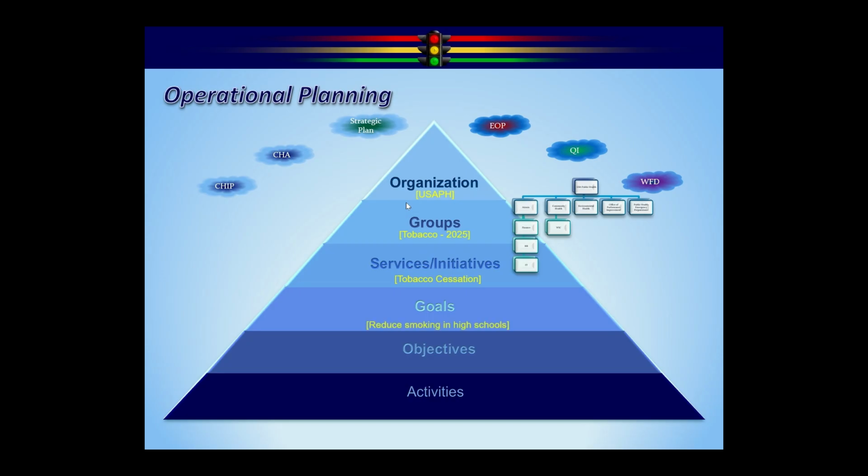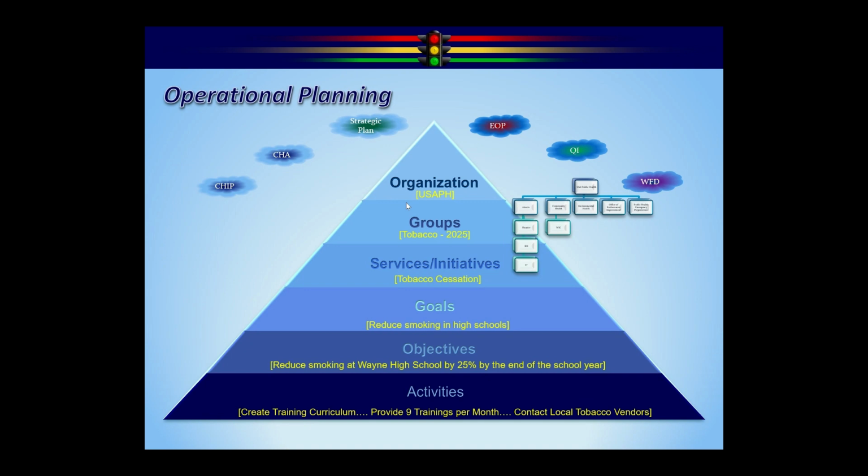Underneath that, we had a couple of goals. We selected reduce smoking in high schools. Underneath that, we had a couple of objectives. Reduce smoking at Wayne High School was our objective, and then the steps we're going to go through to get there. Now, the reason for the pyramid model, think about this for a second.